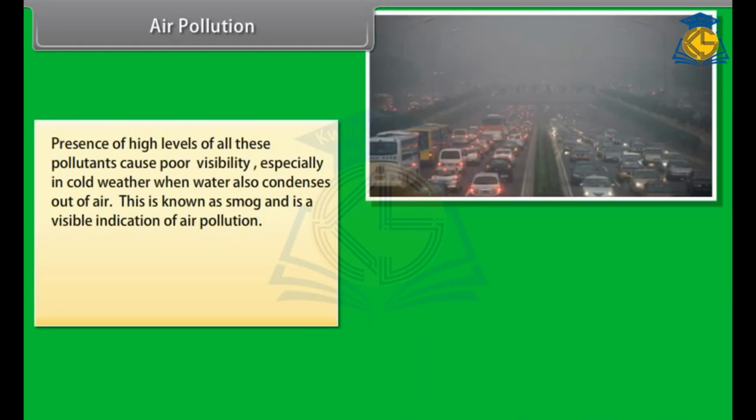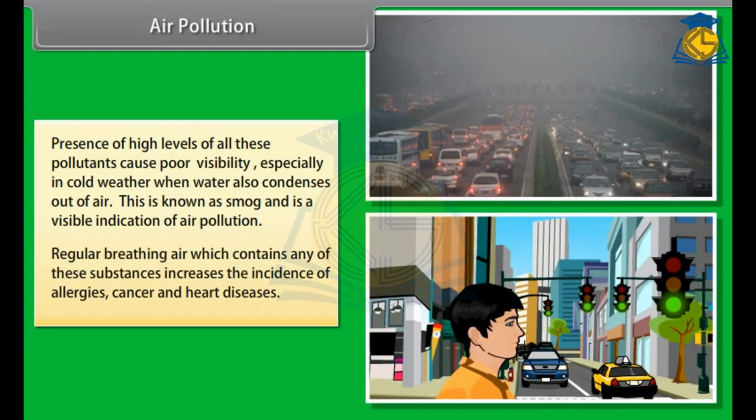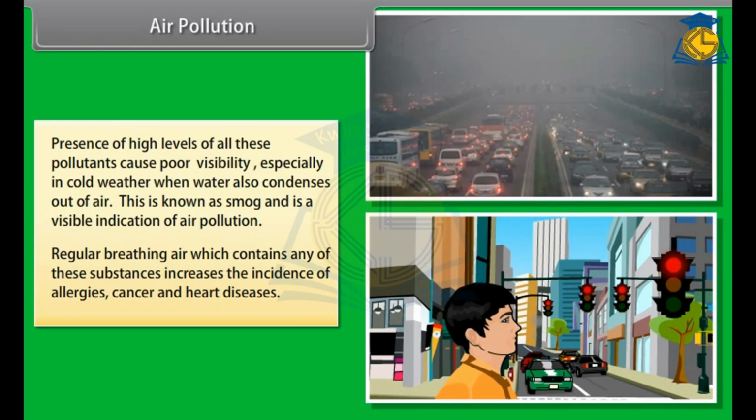Presence of high levels of all these pollutants causes poor visibility, especially in the cold weather when water also condenses out of air. This is known as smog and is a visible indication of air pollution. Regular breathing of air which contains any of these substances increases the incidence of allergies, cancer and heart diseases.